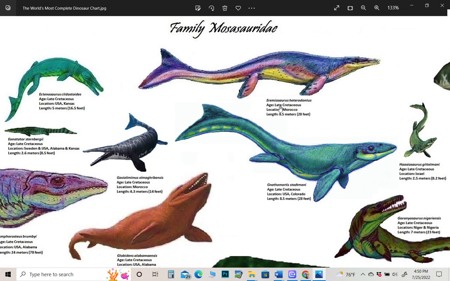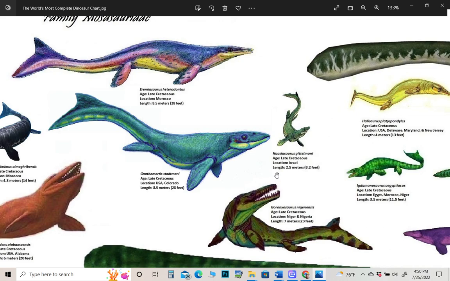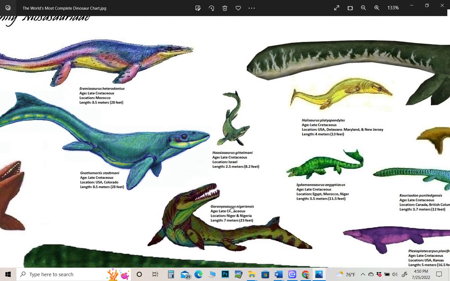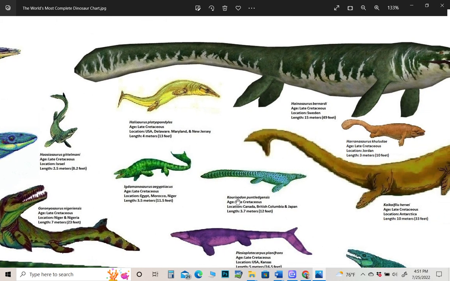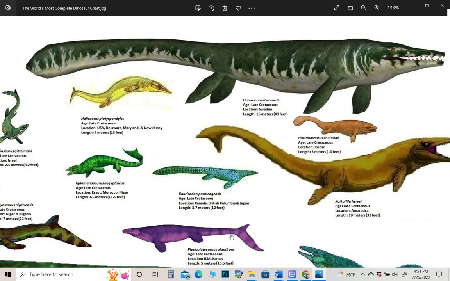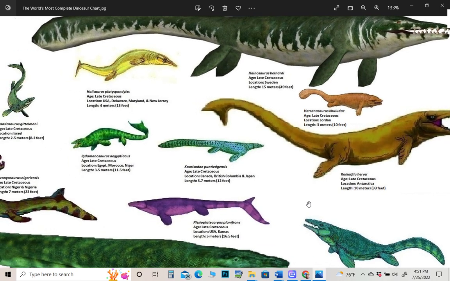Eremiosaurus, Gonansaurus, which was discovered the week later. Globidens, which has the unusual golf ball type teeth in its mouth. Hasiosaurus, Gorionosaurus, Igdamanosaurus, Halisaurus, Corisodon, Plesioplatycarpus, Hanosaurus, Heranosaurus, Kaikaphilu, which is from Antarctica.